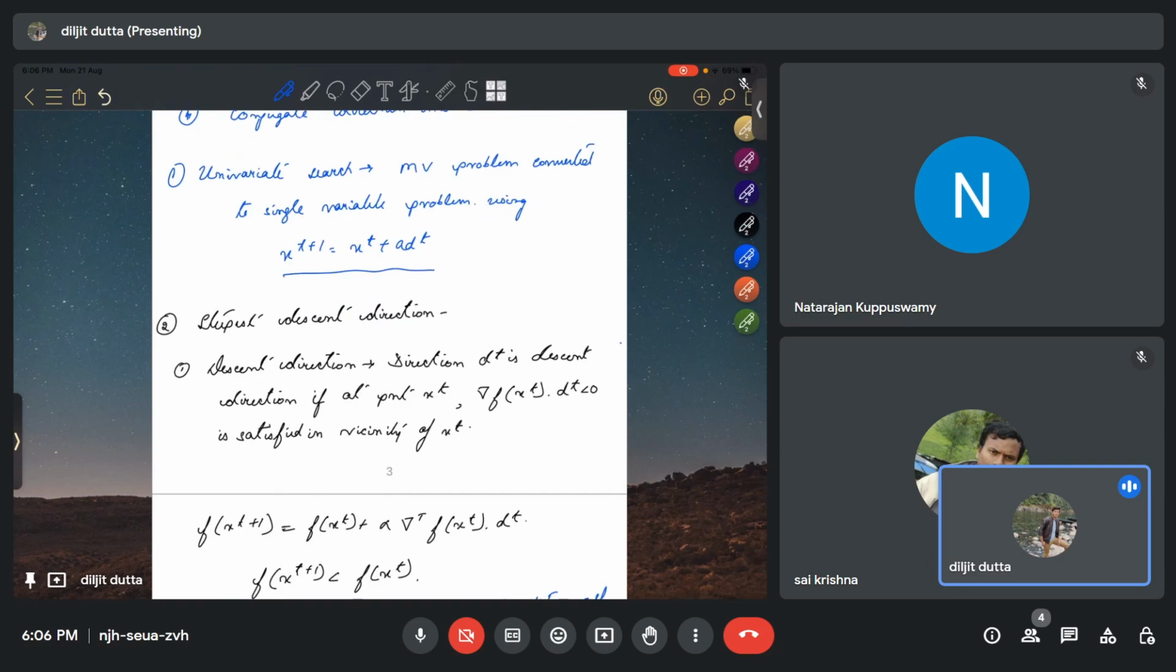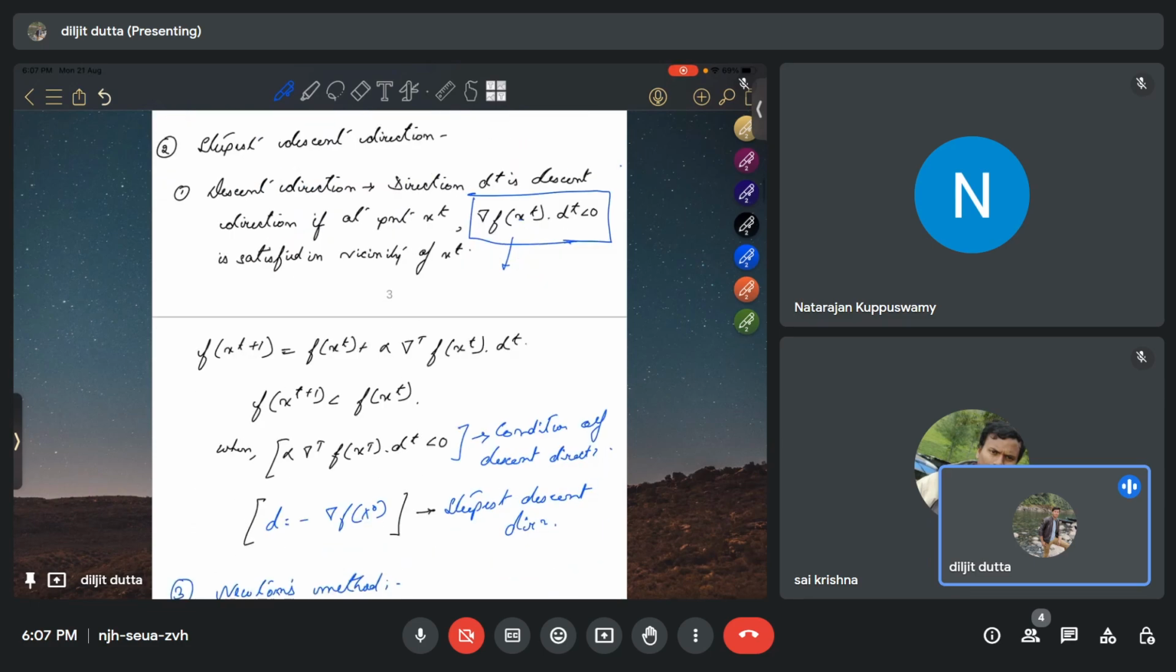So how do we identify d? We should always select d so that we have the steepest descent direction, so that we can reach the optimal solution as fast as possible. To get that descent direction, we have to meet a condition. The condition states that the direction d_t is a descent direction if at any point x_t, del of f of x_t into d_t is less than 0. What is del of f of x_t? It is the gradient of the function. We are taking the gradient because f is a multivariate function. Here x doesn't mean only one variable; x means a vector of x1, x2, x3, x4 and so on. If this condition is satisfied in the vicinity of x_t, then we are proceeding in the descent direction.